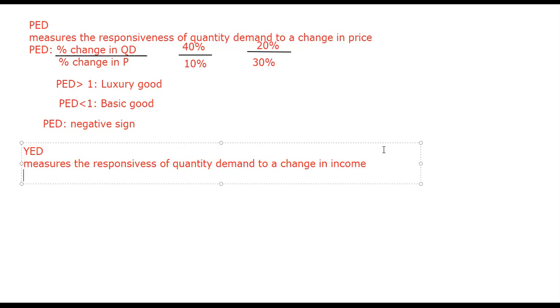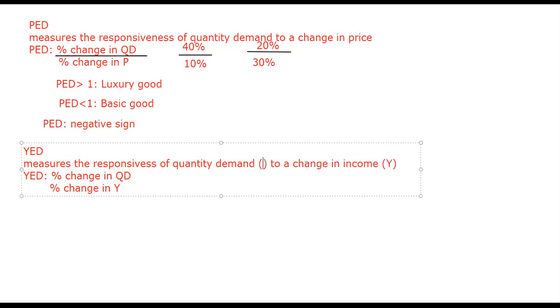To calculate it, it is always percentages: the percentage change in QD, which is quantity demanded, divided by the percentage change in income, which I'm denoting by Y.